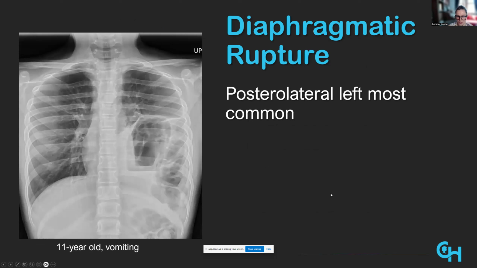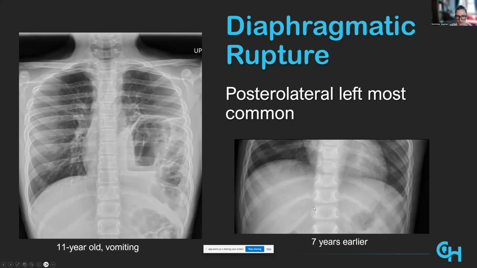Other things that can rupture: the diaphragm can rupture in a high velocity trauma. Posterolateral left is the most common site of injury. This can be masked. A small diaphragmatic tear can be blocked by the spleen, or on the right by the liver. So there may be a tear that doesn't appear until even years later.